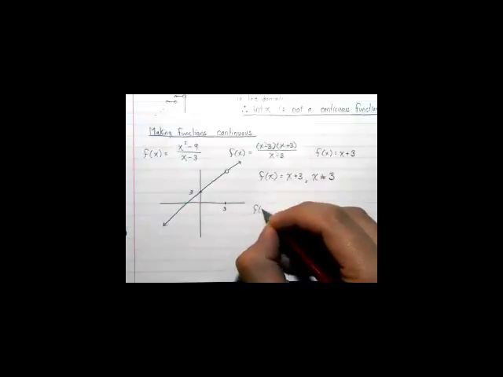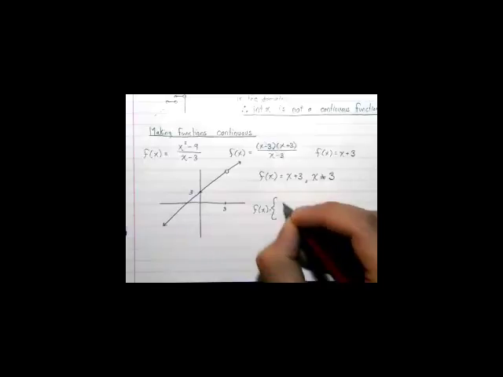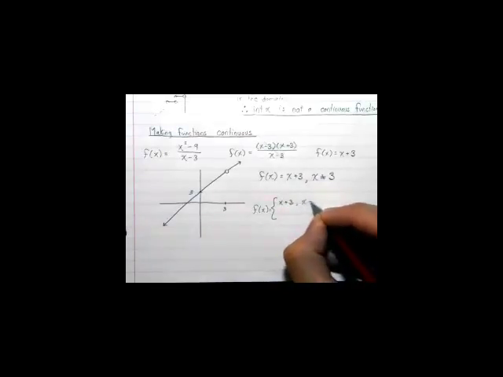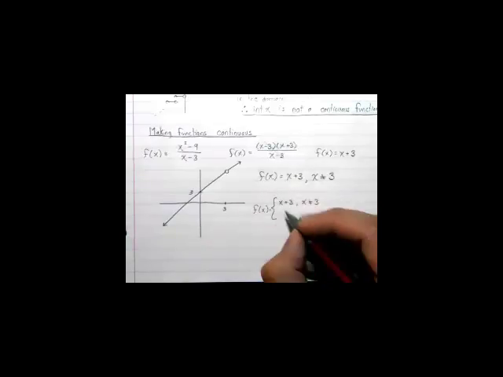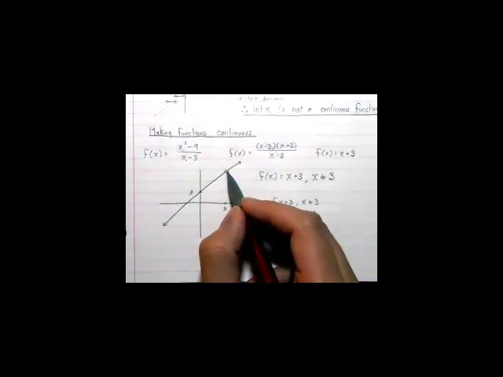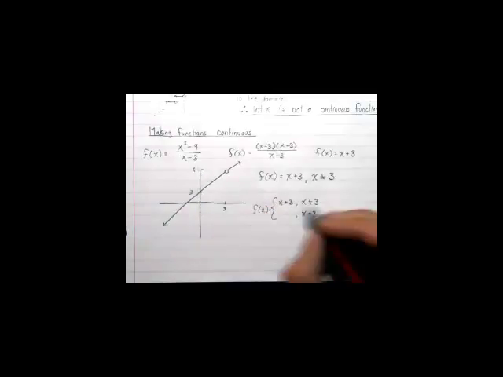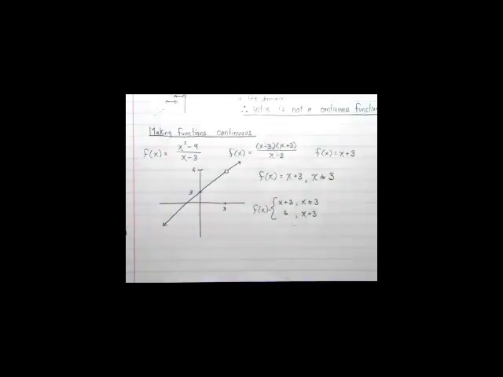You could write this as a piecewise function. You could say f of x equals x plus 3 when x is not equal to 3, which is what we were already at. And then when x is equal to 3, make it equal to, that would be 6. So make it a 6 when x is equal to 3, and now I've basically taken a little point and just dropped it in there and filled up the hole.